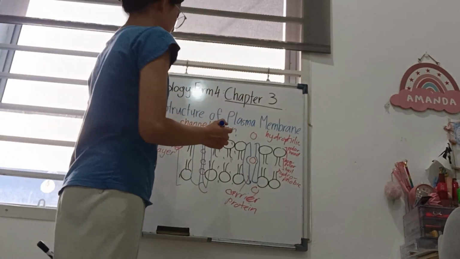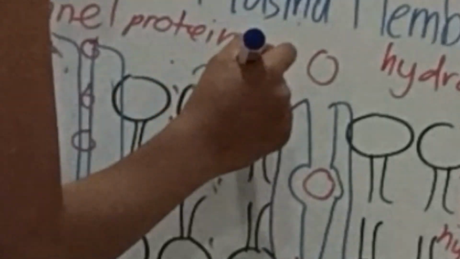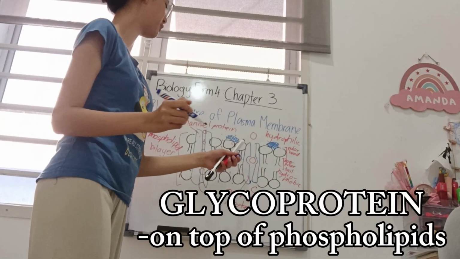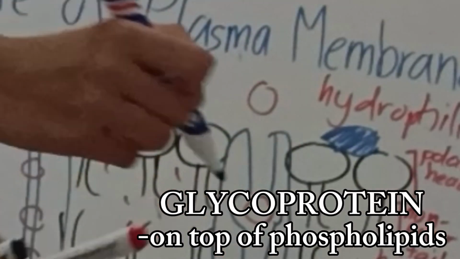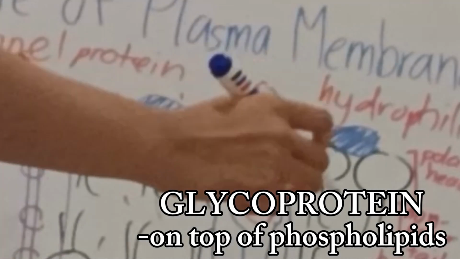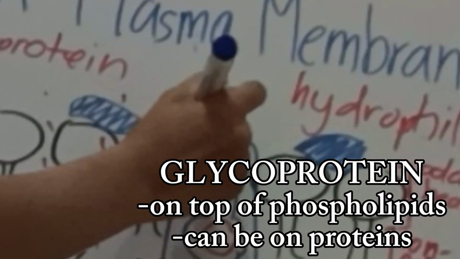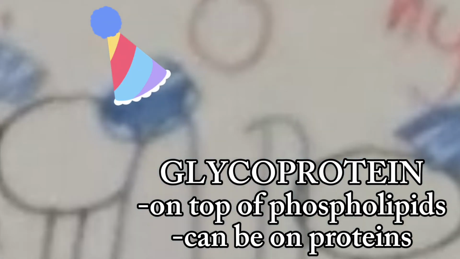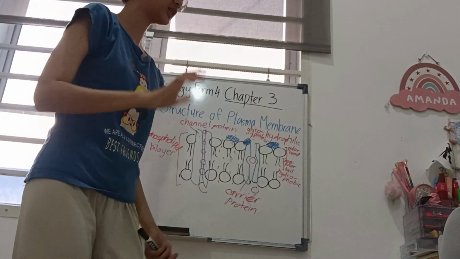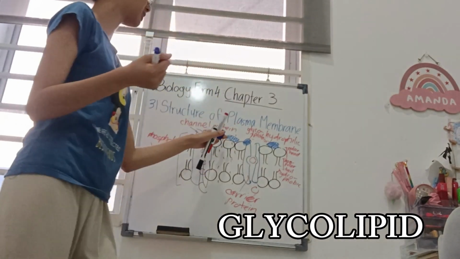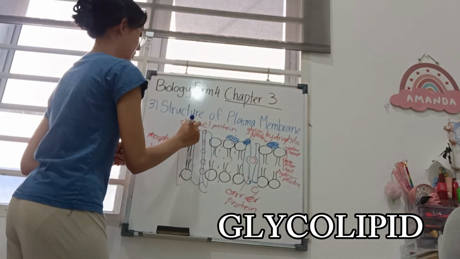Next is glycolipid and glycoprotein. Glycoproteins are usually on top here. That's a glycoprotein. It's on top of the phospholipid bilayer, like a little party hat. Another one is called glycolipid. That's glycoprotein, and this is glycolipid.